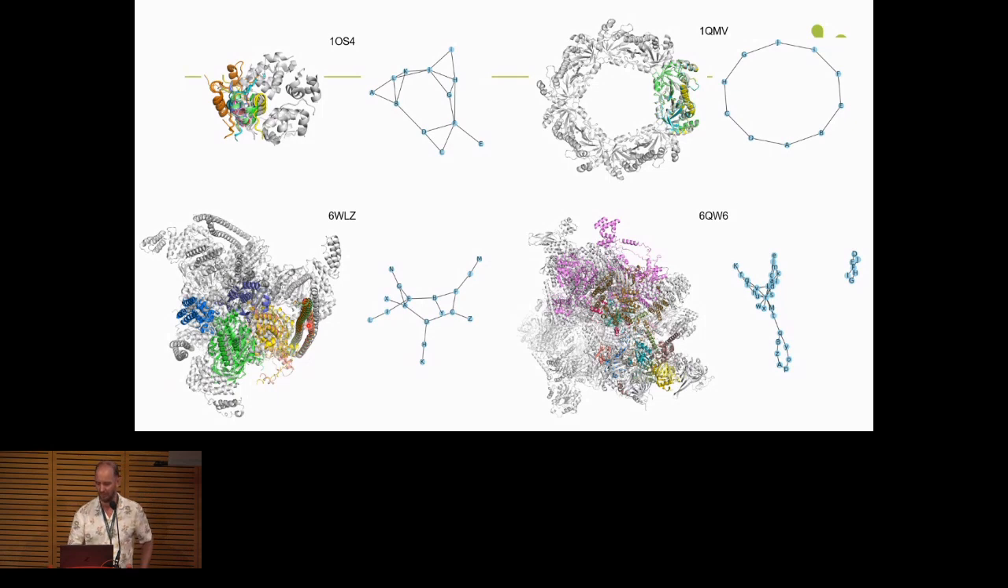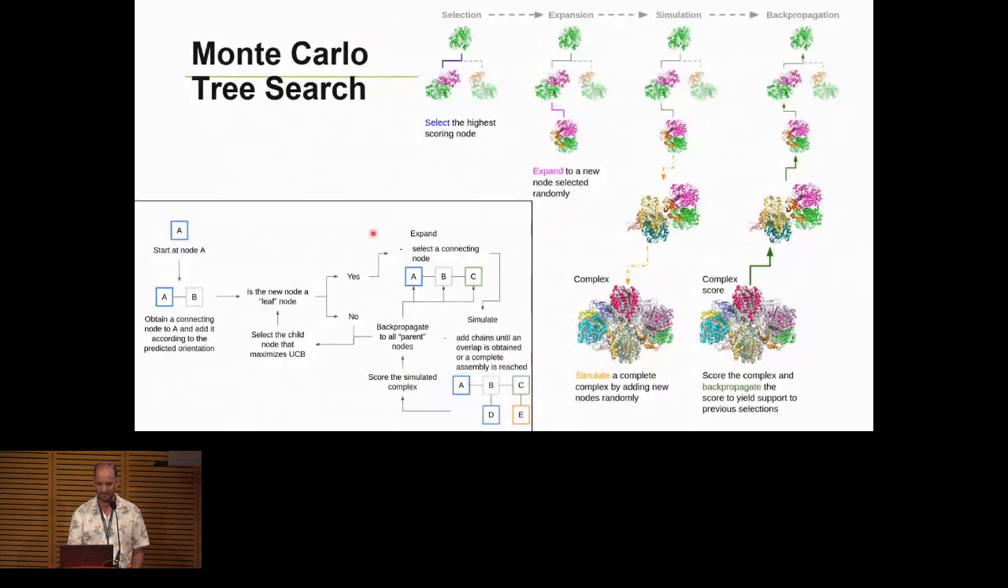You need to know the answer. But Patrick Bryant, my excellent former student, who's soon going to be my colleague, developed this method called MoLPC, using Monte Carlo tree search.